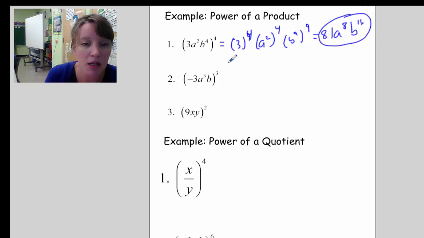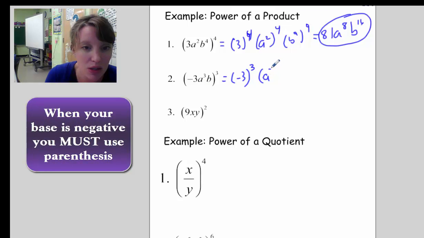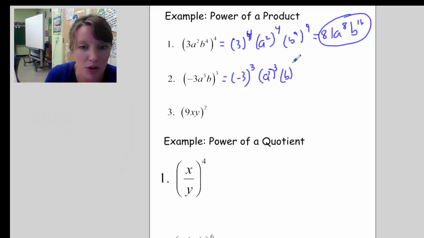Okay. Here I'm going to make sure you put parentheses, because here you absolutely need them. It's negative 3 to the 3rd power, a to the 3rd to the 3rd power, and b to the 3rd power. That's a little 3 right here. So here it gets to be negative 27, a to the 9th power because we're multiplying, and b to the 3rd power.